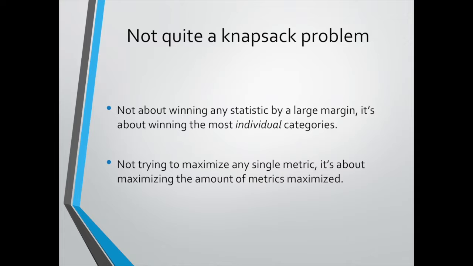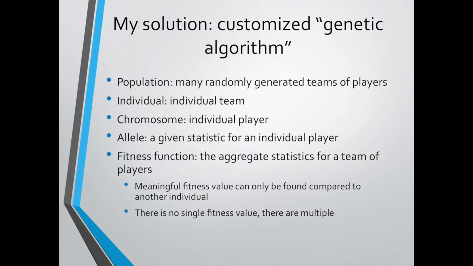It's a compound goal. So my solution is to conceptualize the problem as a customized genetic algorithm, where the population is many randomly generated teams of players, an individual is an individual team of players, a chromosome is any one player on the team, an allele is a given statistic for an individual player, and the fitness function is the aggregate statistics for a team of players. But meaningfully, fitness can only be assessed compared to another individual team. There is no single fitness value, there are multiple, and the goal is to maximize the most.